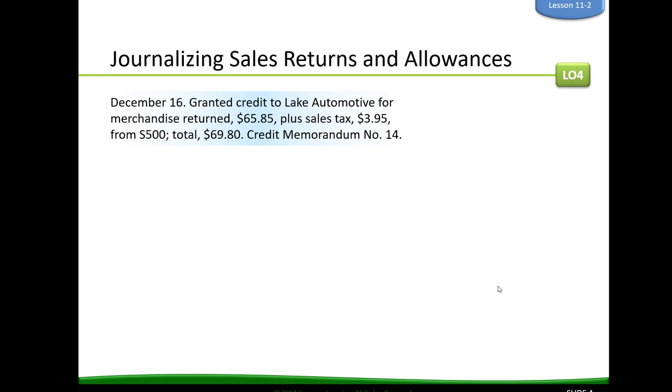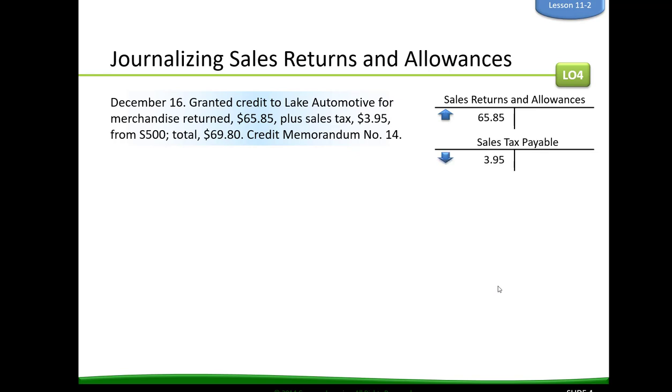So Lake Automotive, we're going to grant a credit to Lake Automotive for a merchandise return of $65.85 plus a sales tax of $3.95 from the previous sale 500, which is a total of $69.80. This is with credit memorandum 14. Like I said, the sales return and allowance is going to get a debit, and so is the sales tax payable. We're reducing how much we owe for this, we're reducing both the sales tax payable and the accounts receivable.